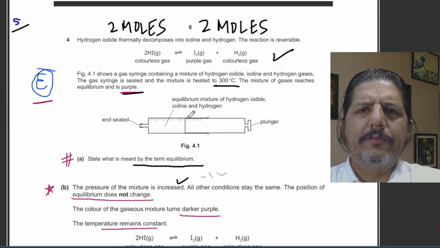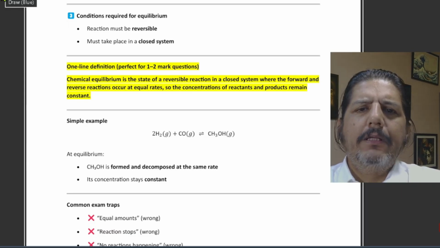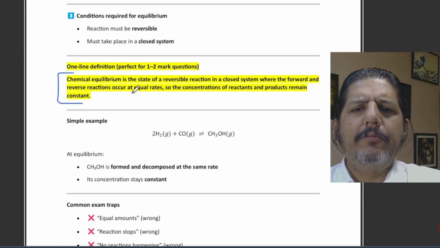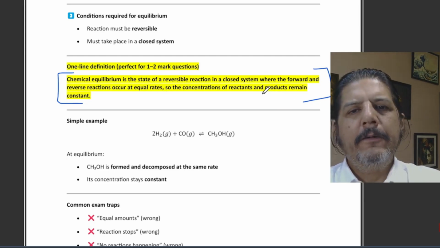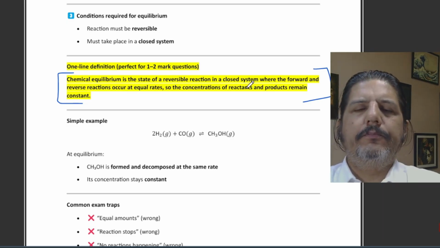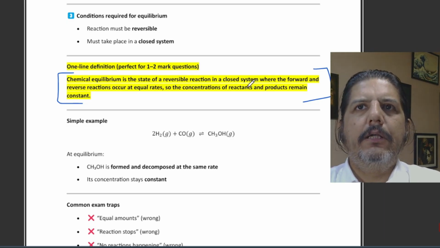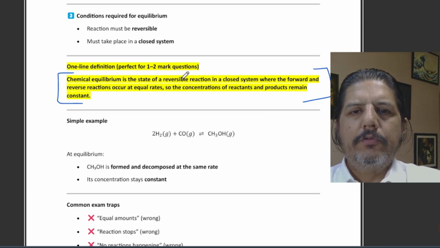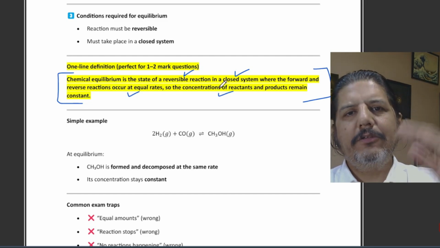You can refer to your textbook and answer this question. I have made these notes. You can refer to this definition also. Chemical equilibrium is a state of a reversible reaction in a closed system where the forward and reverse reactions occur at an equal rate, so the concentration of reactants and products remain constant. See, the beauty of definitions is that you try to capture everything about the equation in that definition. It's a reversible reaction, it's a closed system, forward and reverse rates of reaction are equal, and concentrations of reactants and products remain constant. So everything is being captured.